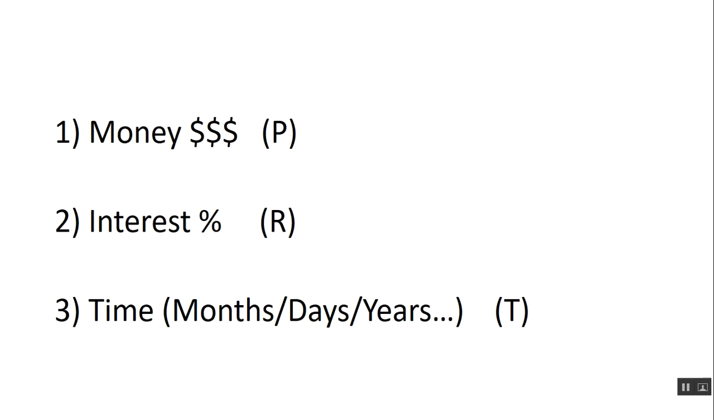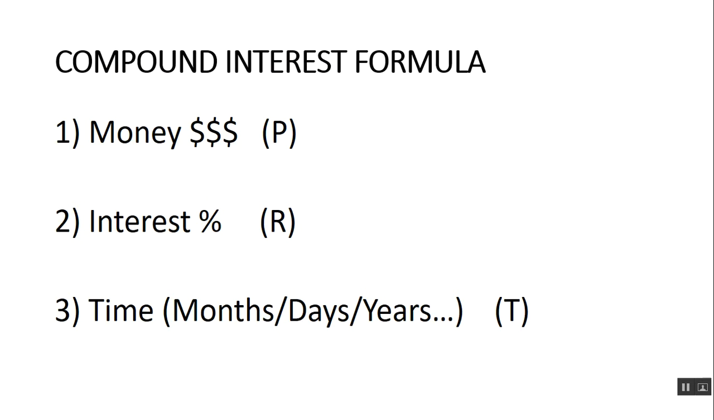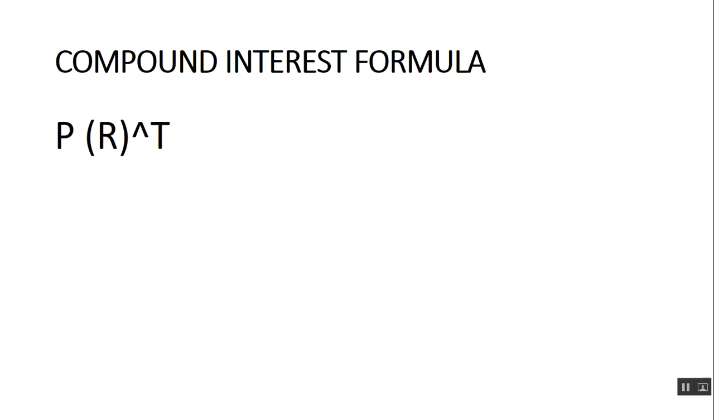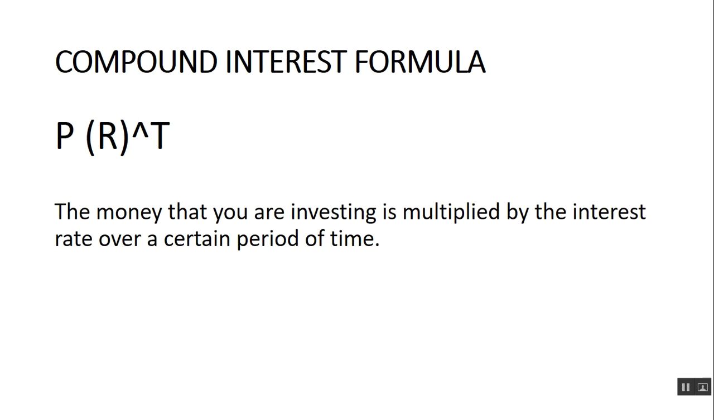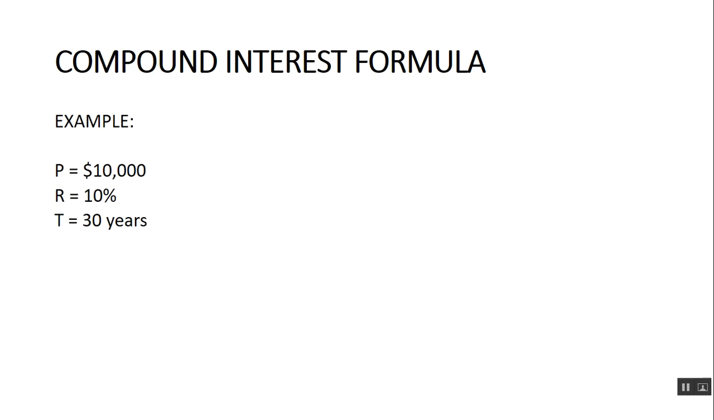These three components all work together, interact with each other to create a very powerful formula that we will call the compound interest formula. The formula looks like this: P times R to the exponential power of T. If you don't know what exponentials are, you can go on YouTube or Google search. You can probably learn this in less than 5 minutes. Very easy to understand. As long as you know how to multiply numbers, you'll be able to learn this very quickly. So this is the formula, P times R to the power of T, so that the money you're investing is being multiplied by the interest rate over a certain period of time.